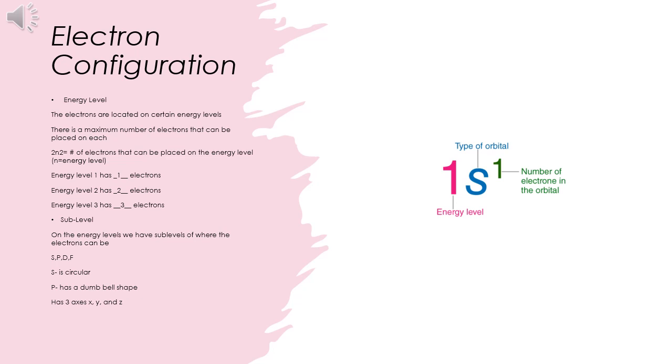Sublevels. On the energy levels, we have sublevels of where the electrons can be. So s, p, d, and f. S is circular. P has a dumbbell shape, which has 3 axes, x, y, and z.